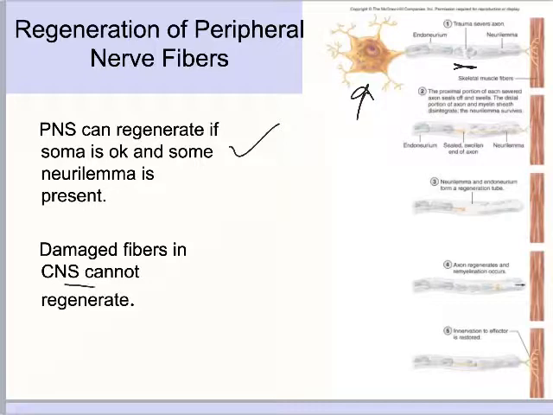Okay, in the CNS, things don't regenerate. They haven't figured that out yet. So if there's a stroke or spinal cord damage, that's not going to regenerate. Your brain can compensate and fill in holes where stuff is missing, but you can't grow new neurons.